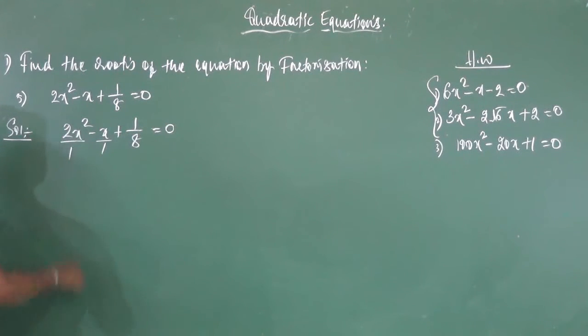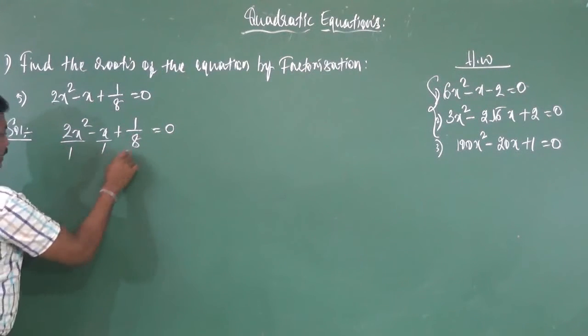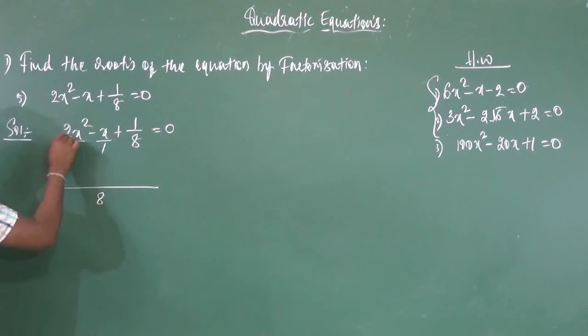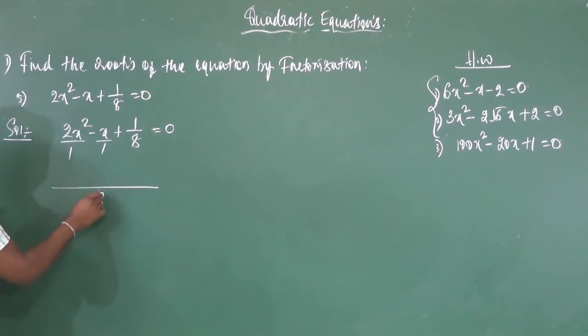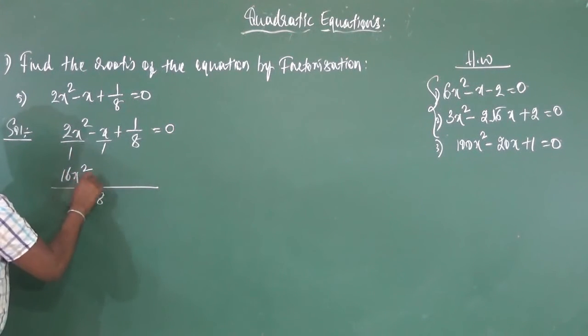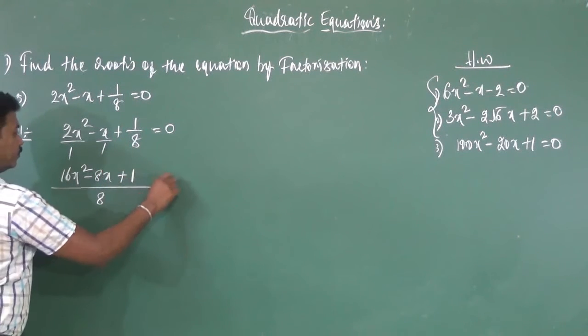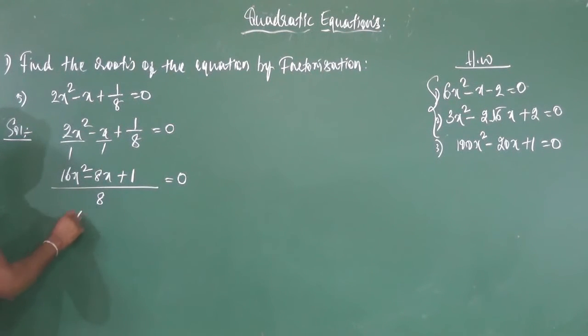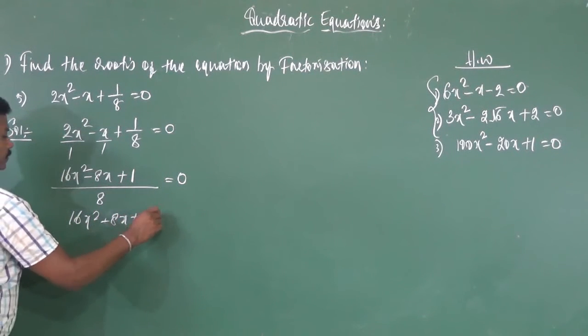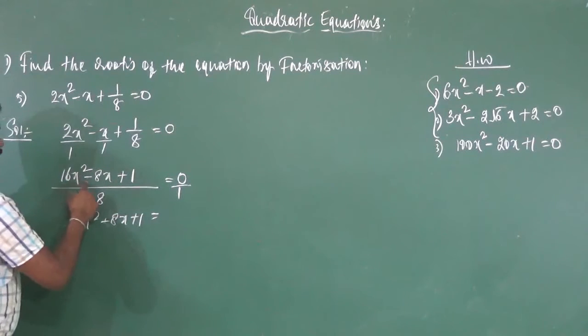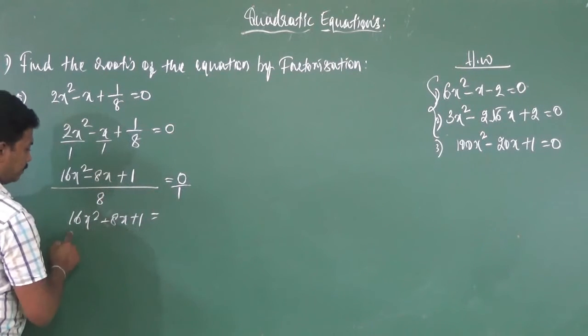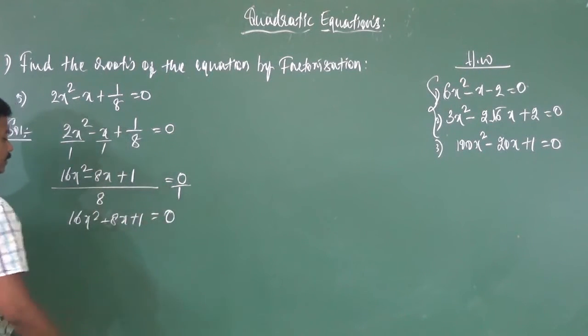So take LCM, that's all. Very simple. Take LCM. So for 1, 1 and 8, LCM is 8. 2x square by 1 into 8 is 8. 2 8s are 16x square. Minus x by 1 into 8 is minus 8x. Plus 1 by 8 into 8 is 8. 8 cancels. We are left with 1, which is equal to 0. So 16x square minus 8x plus 1 is equal to 0 by 1.